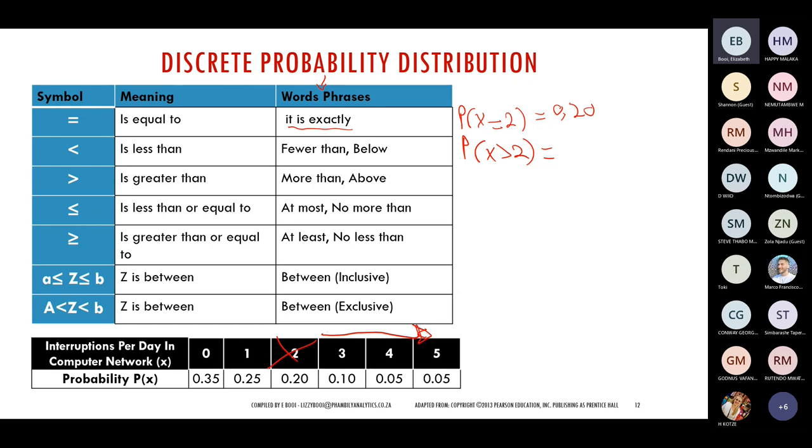And that is 0.10 plus 0.05 plus 0.05, because it's the probability that it's 3, 4, and 5. That's 0.2, right? Now let's move on to at most. We're done with that one, so I'm not going to ask you to do it. If they ask you above or more than, you need to remember that they mean greater than.